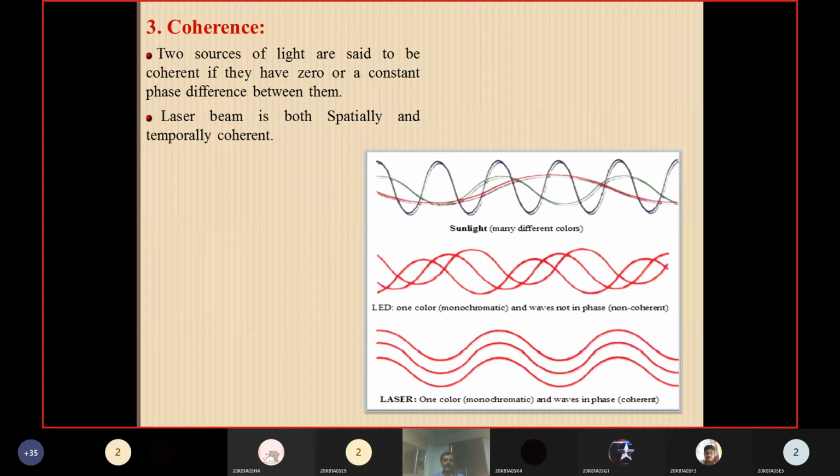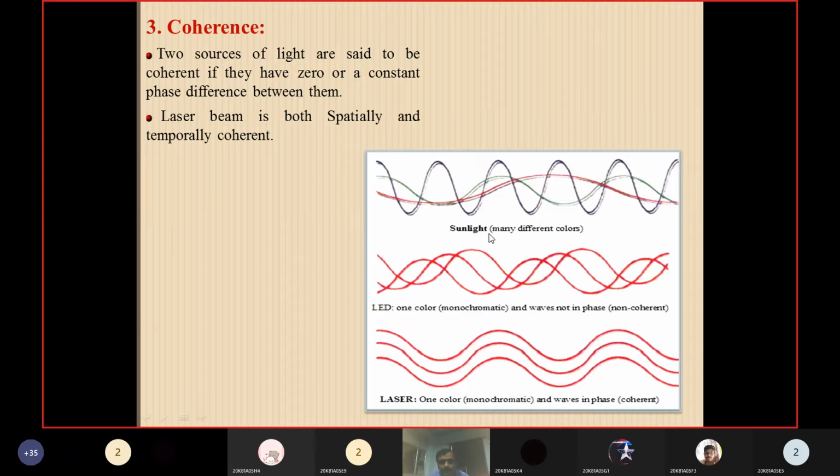Two waves are traveling here. If the two waves have zero or constant phase difference between them, then we say those two waves are coherent. See here, there are several examples given.